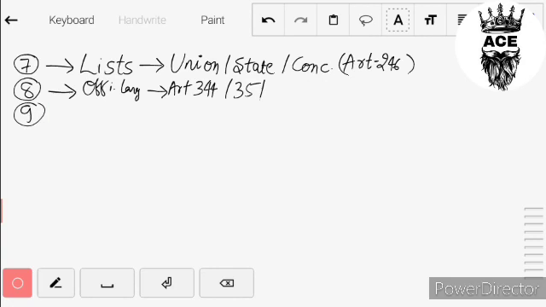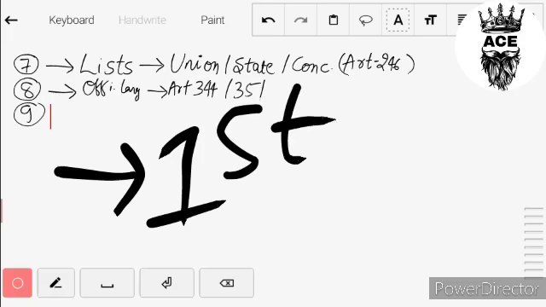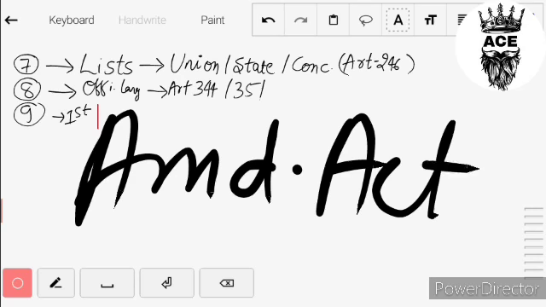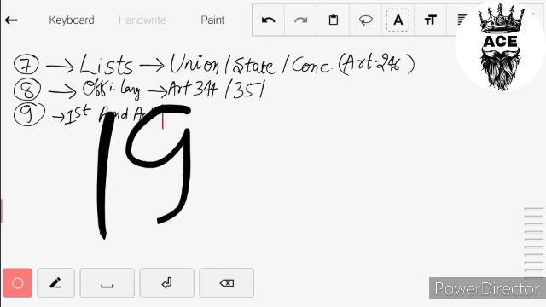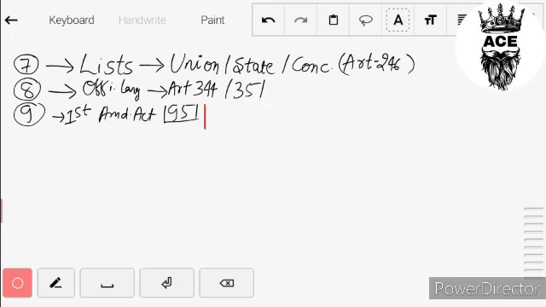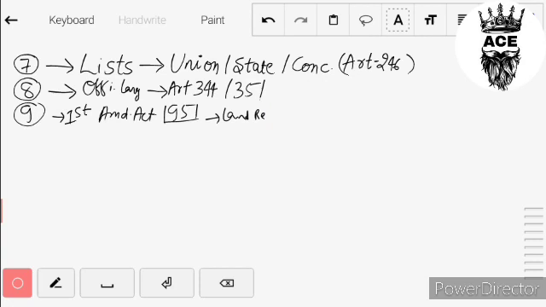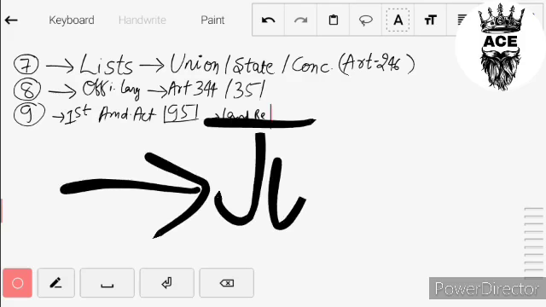We will have to discuss the amendment only, so we will discuss that also. So the Ninth Schedule was added by the First Amendment Act. The First Amendment Act was done in 1951. It deals with land reforms and the abolition of the zamindari system. But the Ninth Schedule, you will see, is under judicial review.